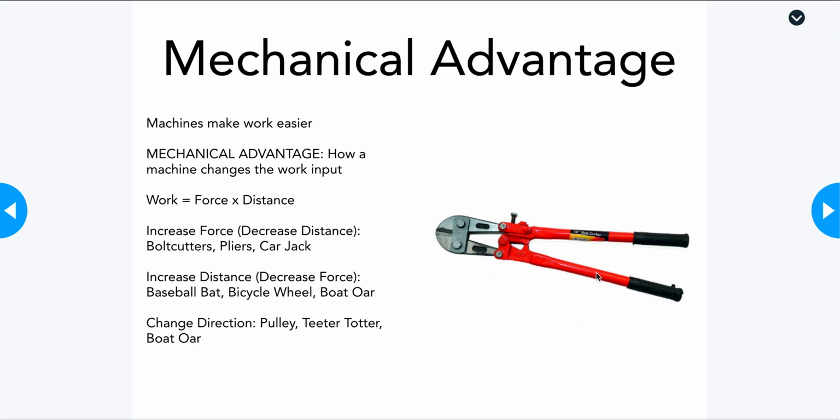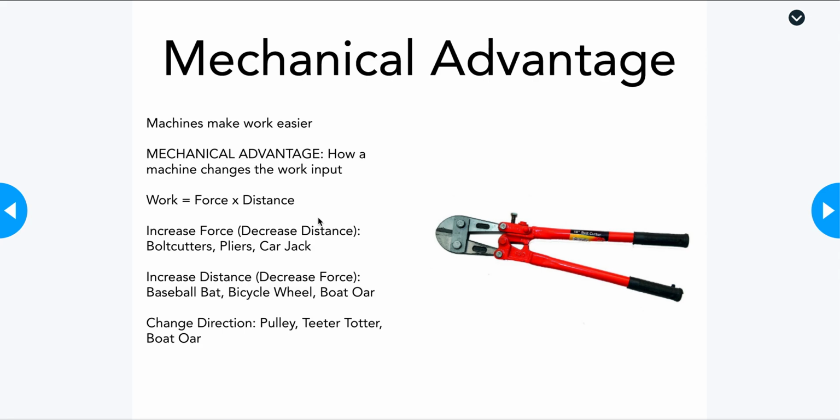So what that means is that distance was made up for by increasing the force, which is why that part of the bolt cutter right there can cut through a pretty thick chunk of metal like a lock or a bolt itself. And so in that example, we are increasing the force. The output force is increased because the distance has been decreased. Pliers are another example of that. A car jack as well.